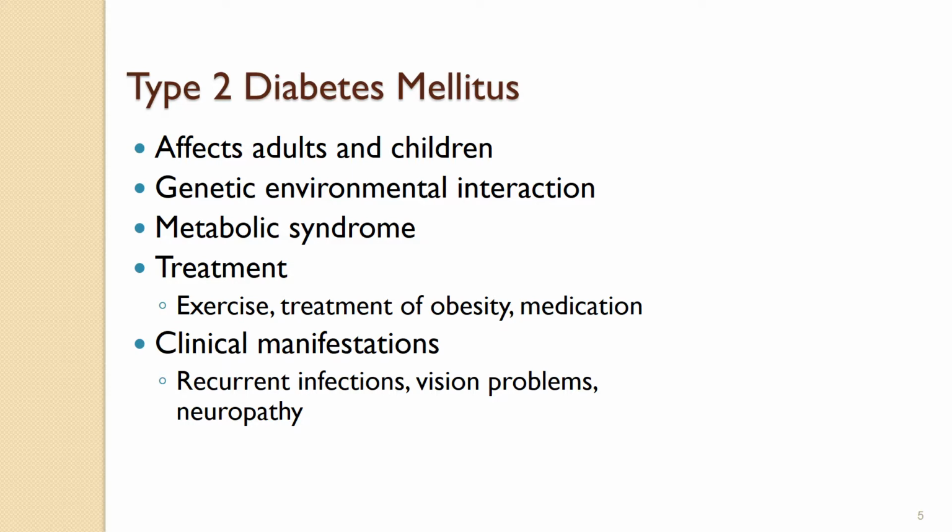A patient with diabetes type 2 will have an overall representation of sickness. The patient may have recurrent infections, vision problems, and neuropathy, and these are all consequences of end organ damage secondary to hyperglycemia. So treatment here is very nice: exercise, treatment of obesity, and introduction of medication. And by medication we mean not only oral medication, but in some cases the patient may benefit from insulin in their course of illness. Please read this line for treatment, and it says treatment for obesity.